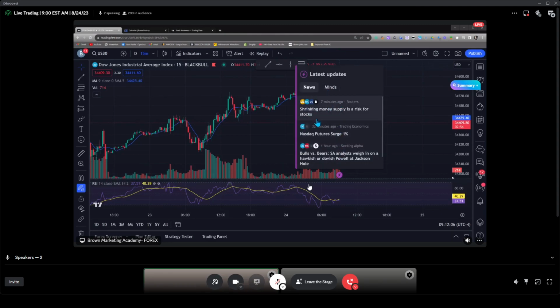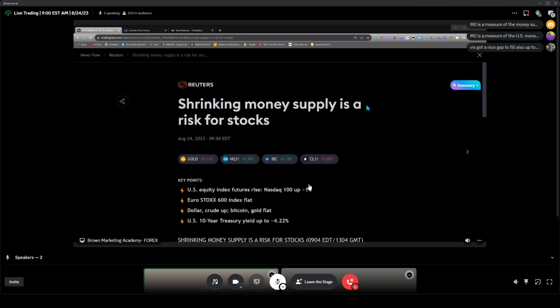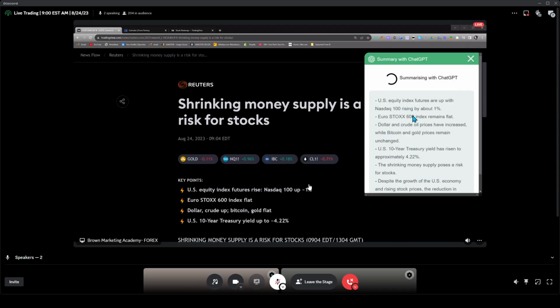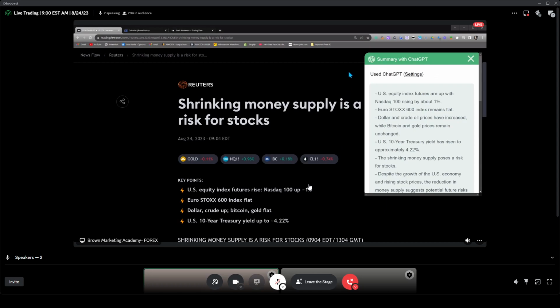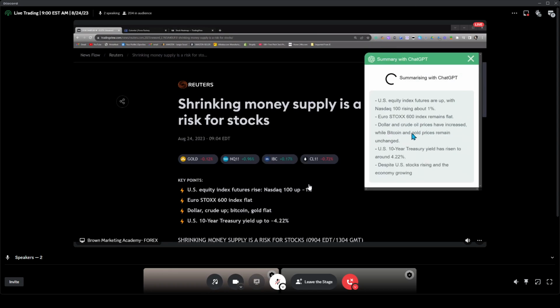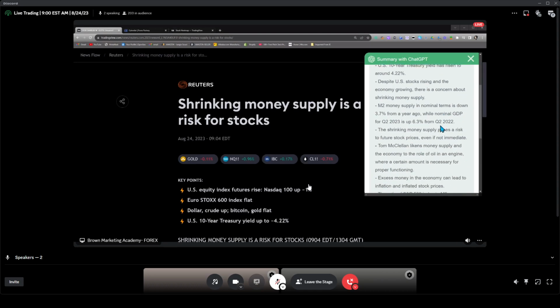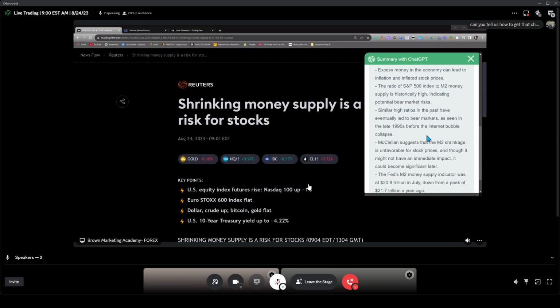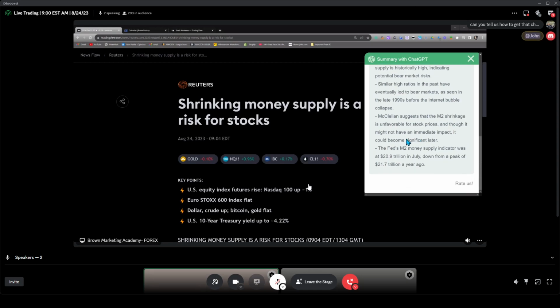Oh, we have another article. Shrinking money supply is a risk for stocks. Well, we can automatically just tell that this is a negative news article, but let's go ahead and summarize it. No, this looks like the same thing from last time. Let's see. All right. I'm just going to quickly go over this.